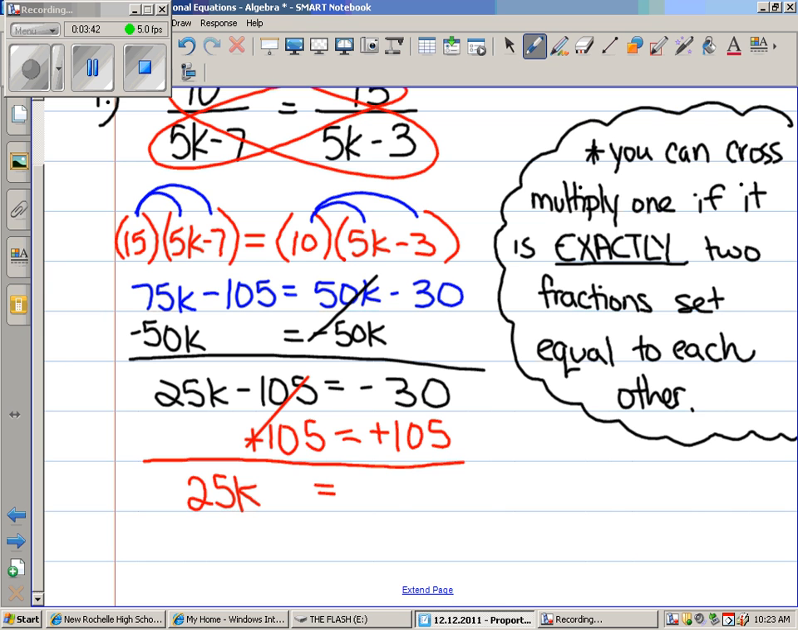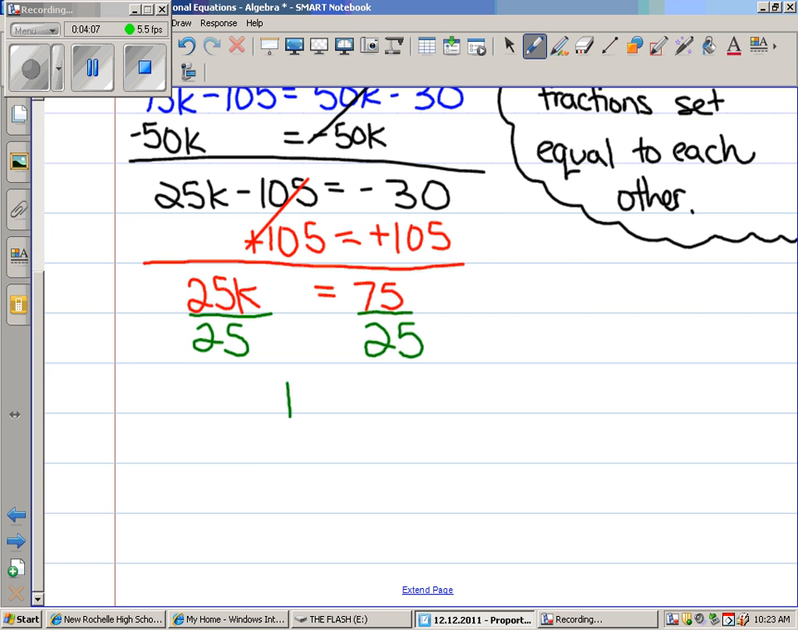What's 105 and 30? I think that's 75, right? What's next? What do we do? We're going to divide by what? Very smart. Yep. k equals 3.